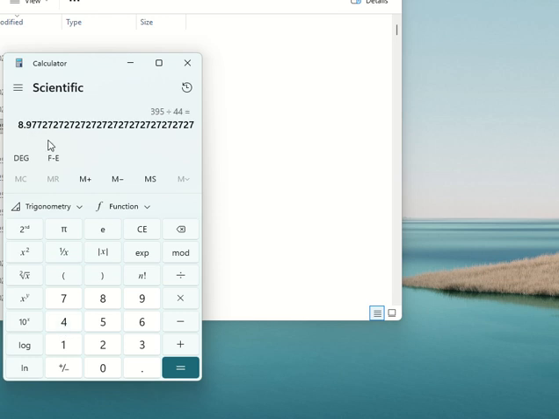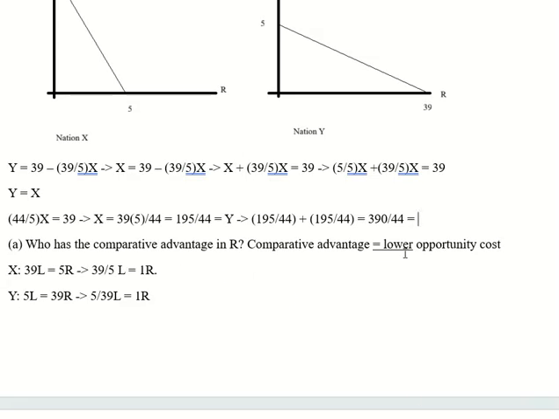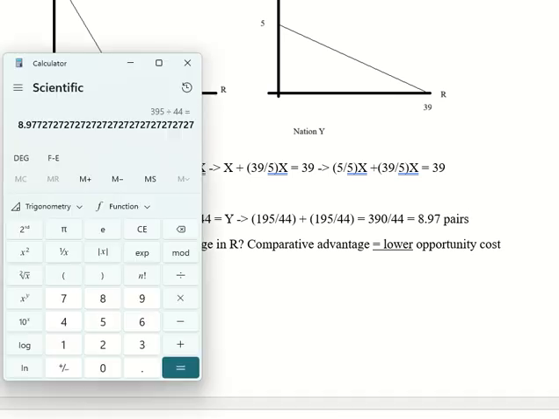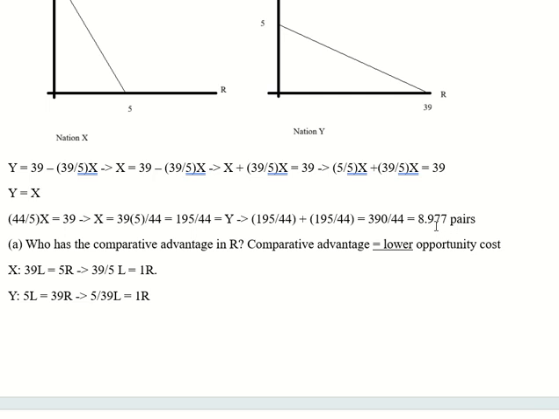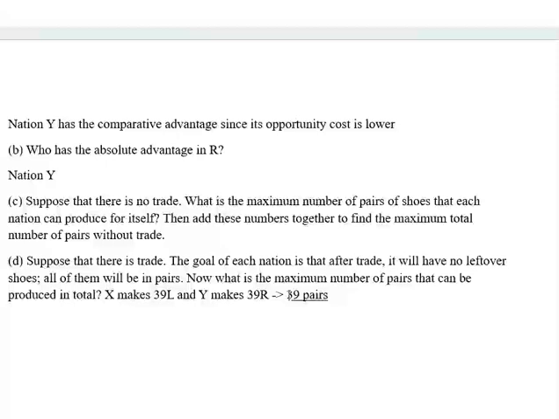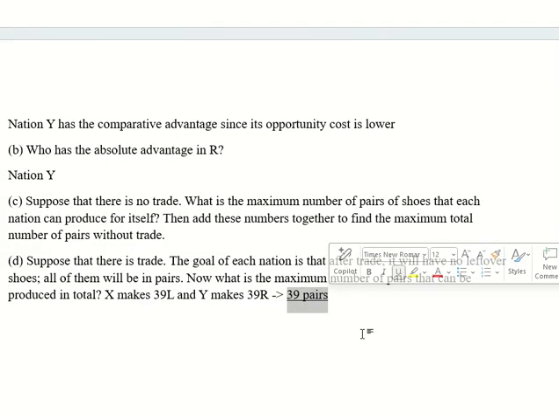So about 9 pairs, a little bit less than 9 pairs. So as you can see, trade creates value. When the nations can't trade, they can make roughly 9 pairs, a little bit less than 9 pairs. When they can trade, now they can make 39 pairs. So trade creates this extra 30 pairs because it allows each nation to focus on their strengths.